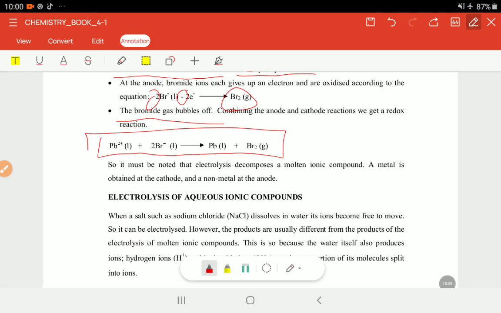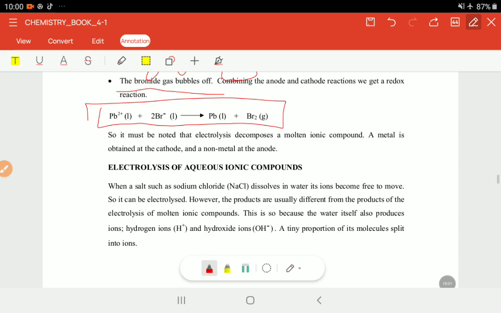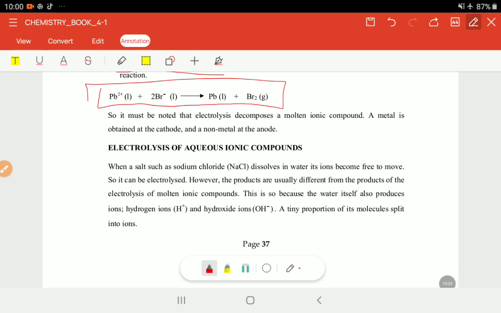Overall, that's pretty much what it is. Of course, we will look into it in another lesson, where we will see how we write the half chemical reactions and stuff. But that's pretty much what we have in general.